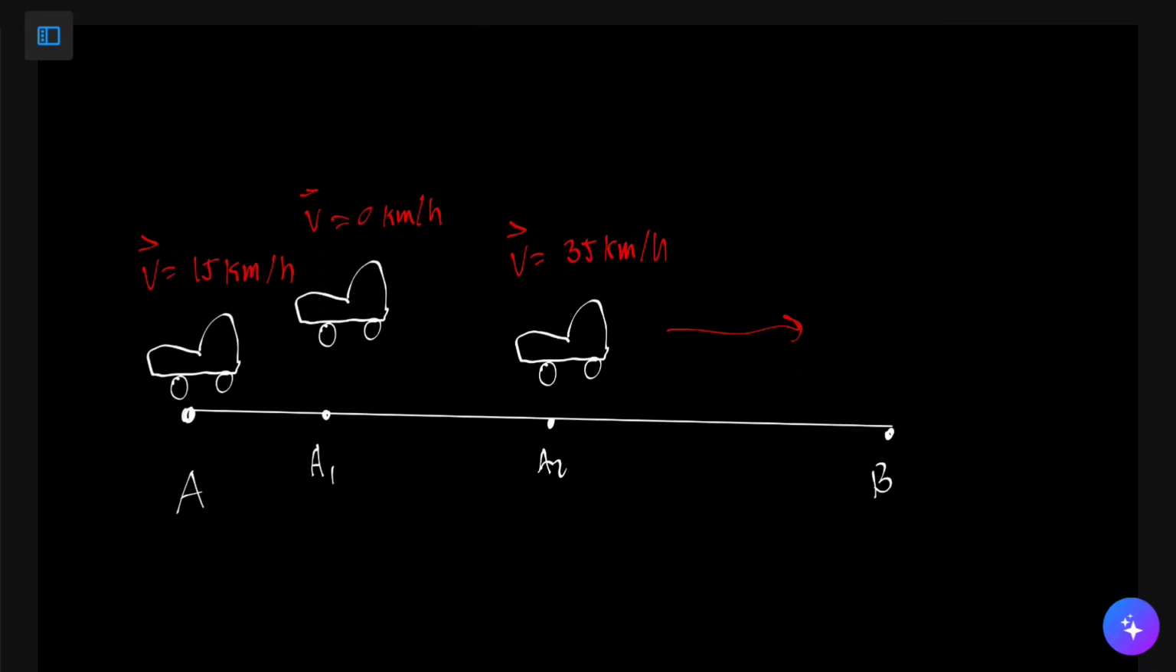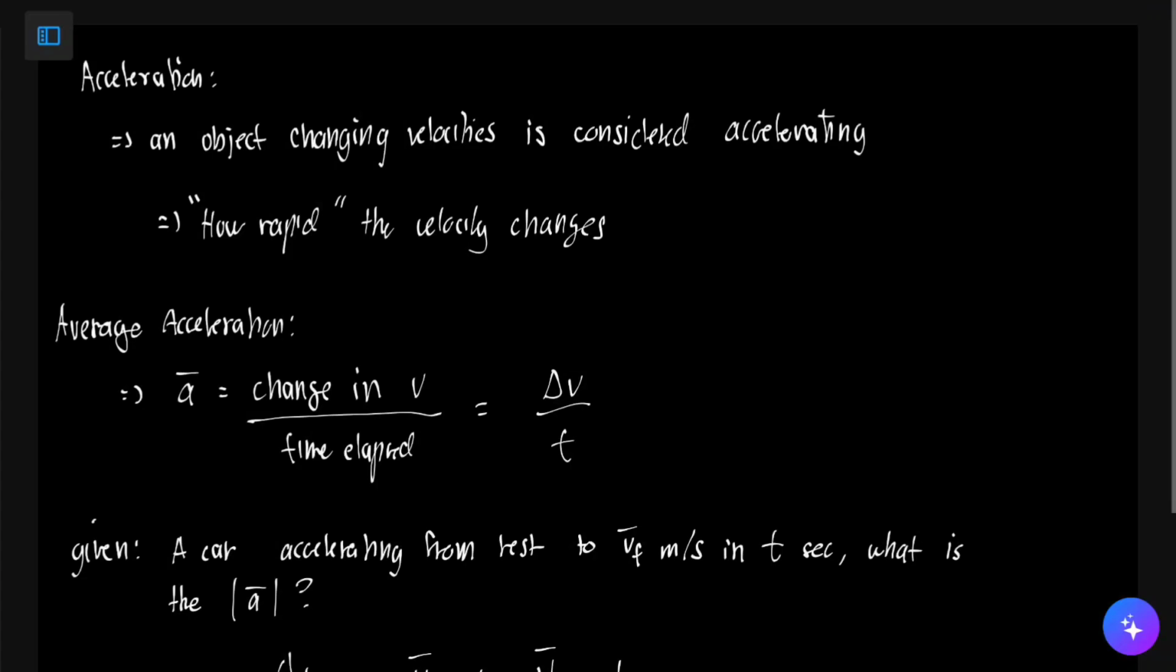It is changing velocities. It stops, it speeds up, it slows down, whatever. So that phenomenon, the slowing down or the speeding up, the change in your velocities, is what you call your acceleration. So your acceleration is defined as when an object changes velocities.